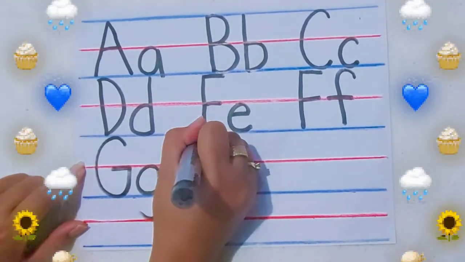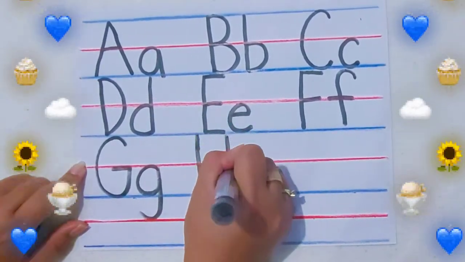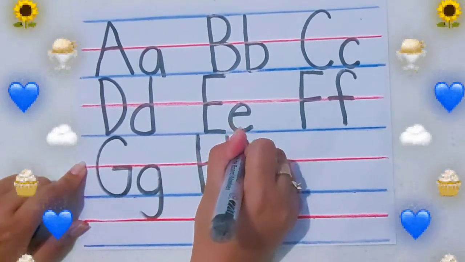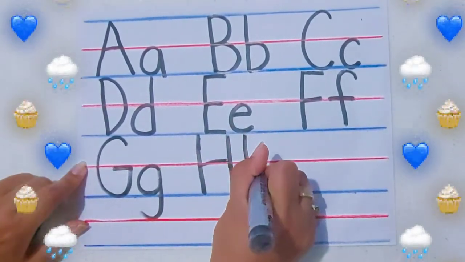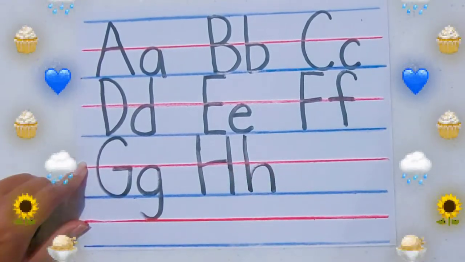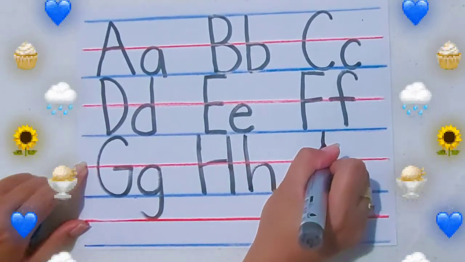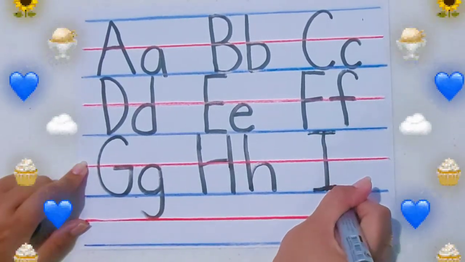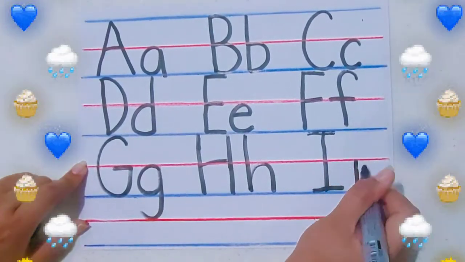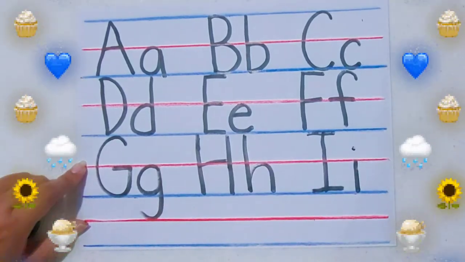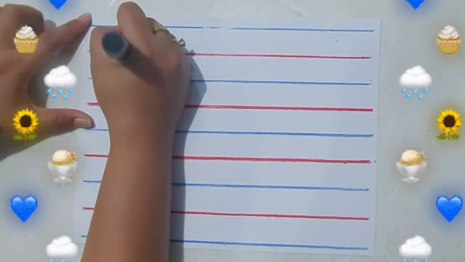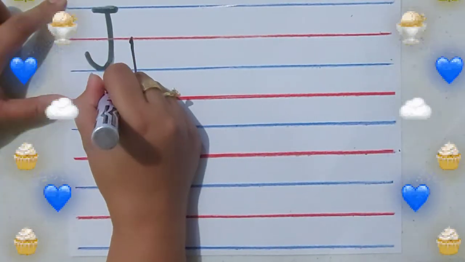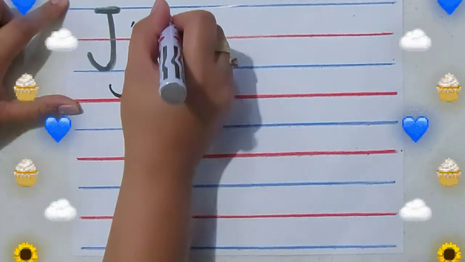Down, down, left to right, down, and jump. Very good. Next is letter I. Down, left to right, left to right, down, and dot. Next is J. Down, curve line. Baby J, down, curve line, dot.